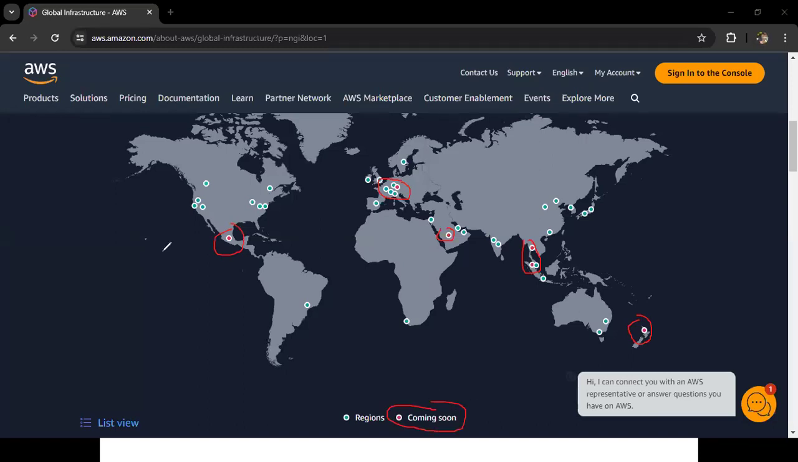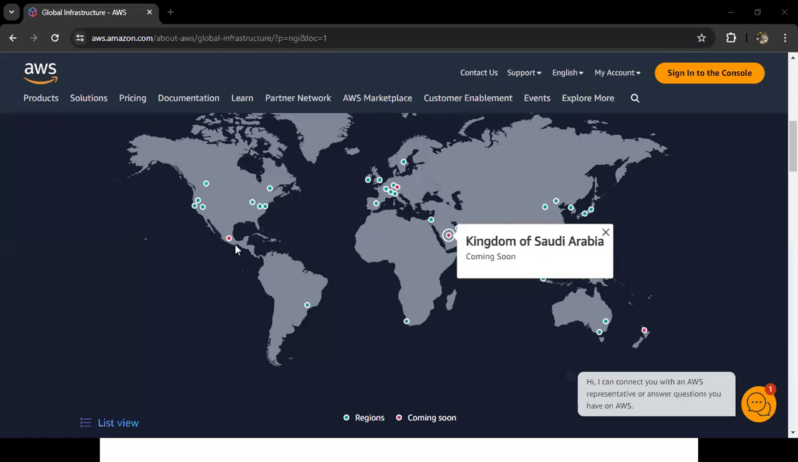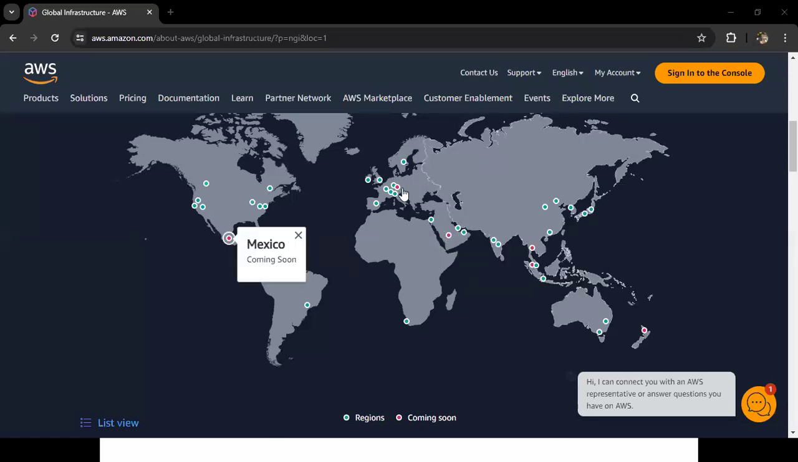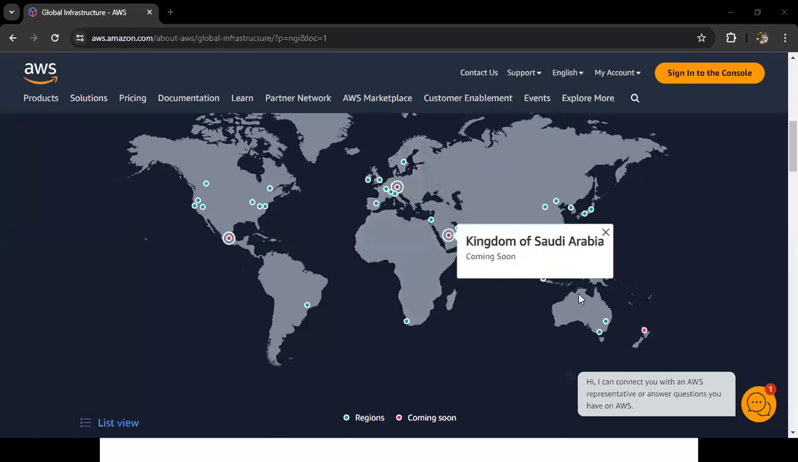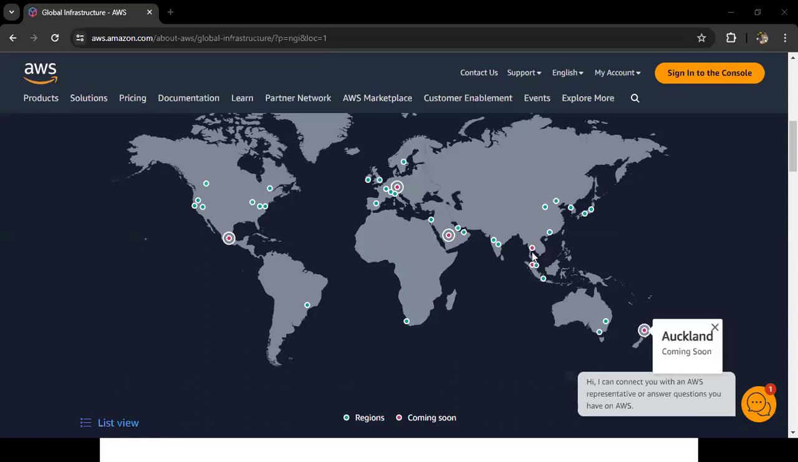Coming soon. These are coming soon. How many do we have? 1, 2, 3. You can see where exactly they are going to come up: Mexico, Germany. So a total of 5 are coming soon. It means in the upcoming days, we'll get 38 regions. Right now we have 33 regions.